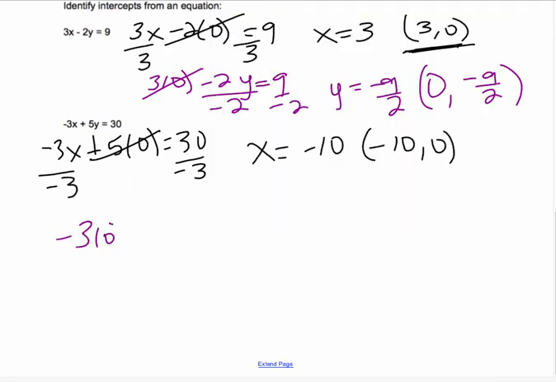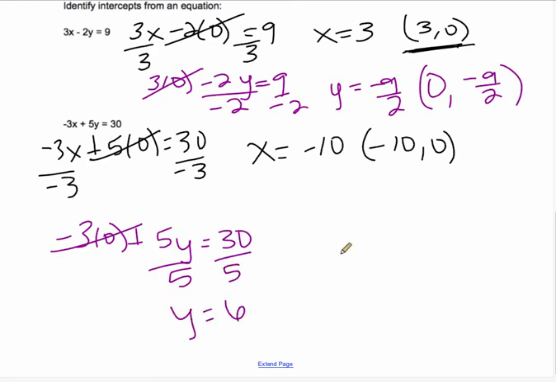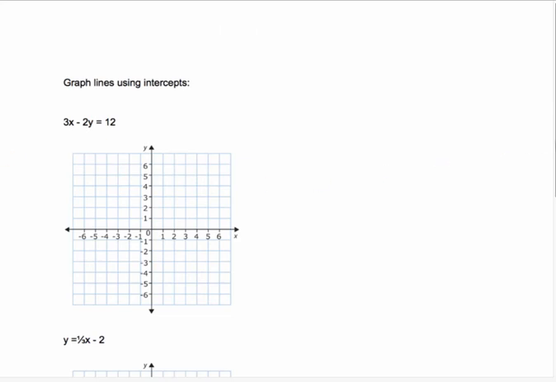-3 times 0 plus 5y equals 30. That goes away. Divide by 5. Y equals 6. So 0, 6. So now, if you needed to, you could graph this linear function using these 2 points. And that is what we're going to look at next.